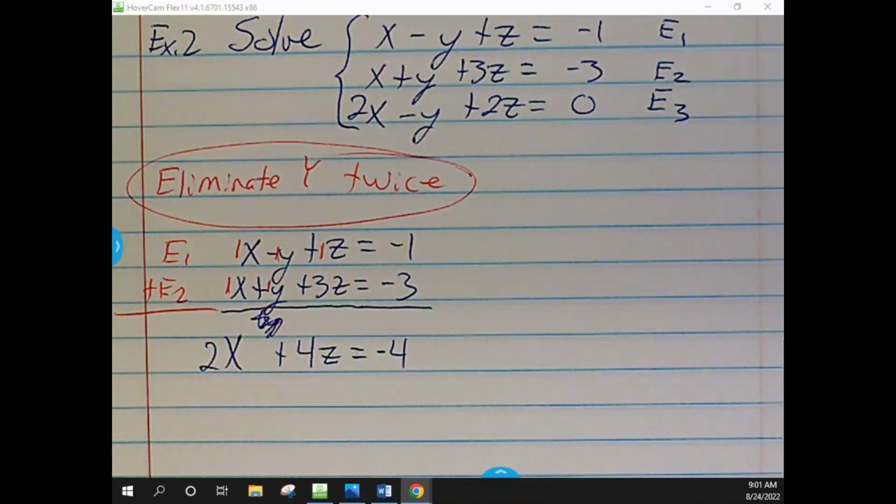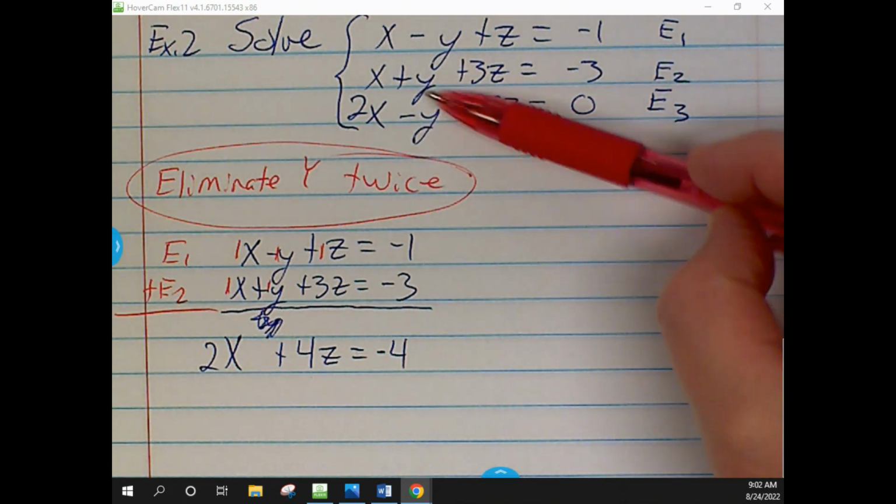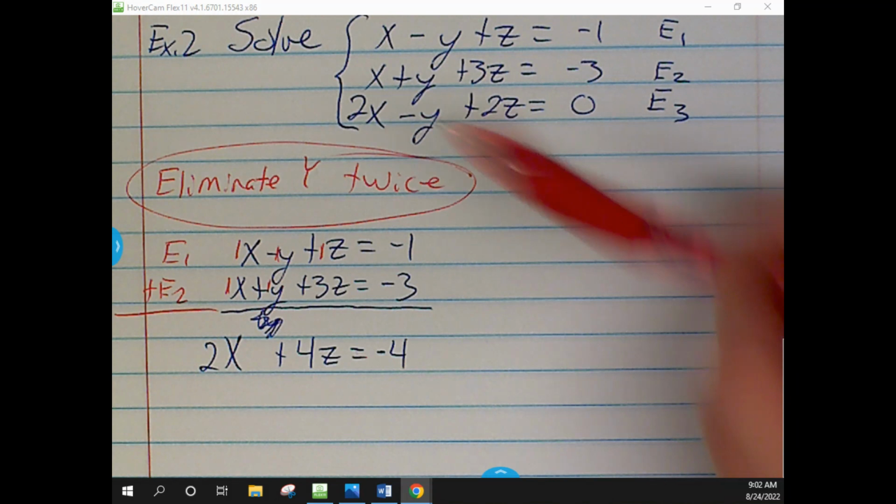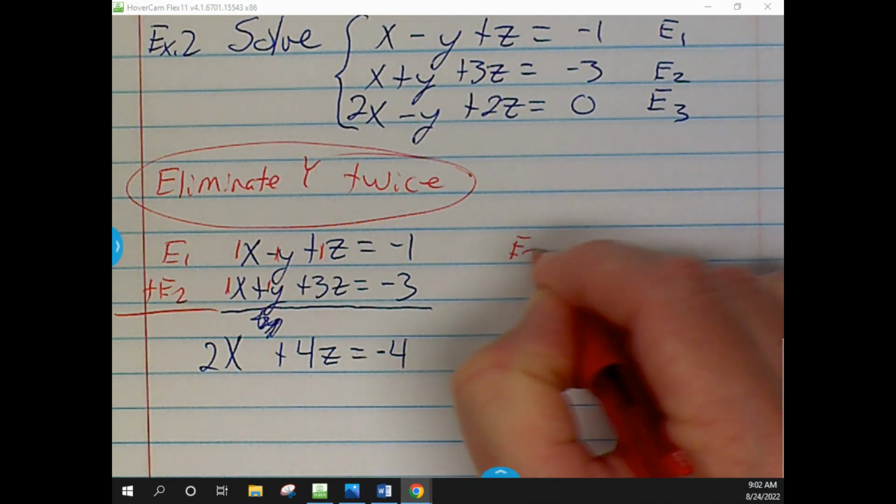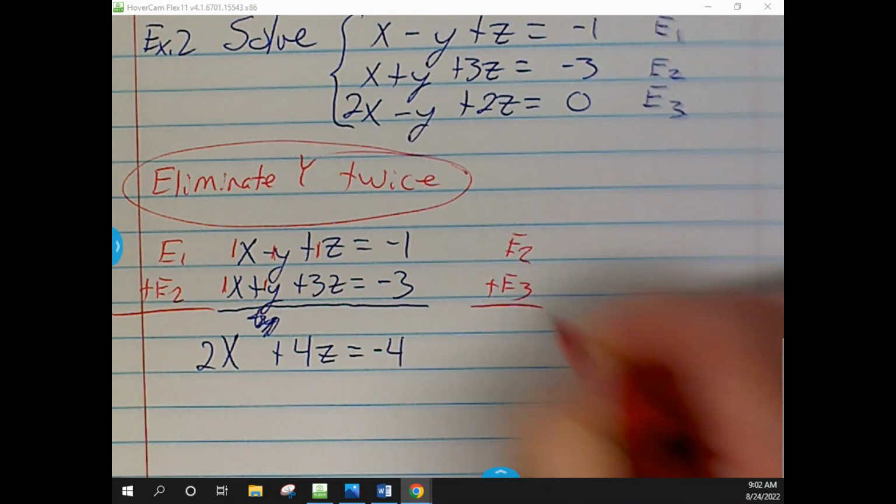Okay, so there's where we've done it once. We eliminated y once. Now we're going to do it again. And again, the easiest thing now is let's use equations 2 and 3, because we've got a plus y here and a minus y here. So let's do equation 2 plus equation 3.